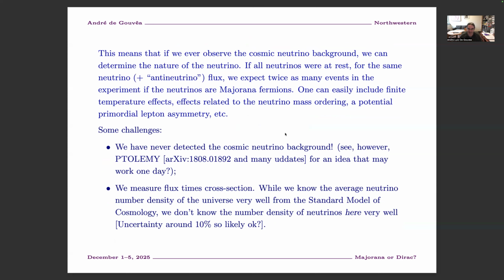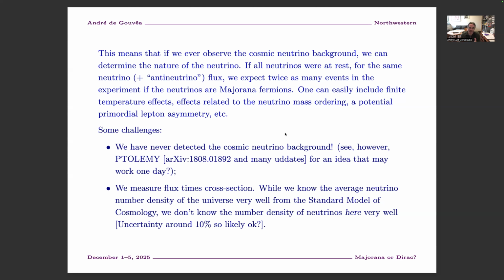And there's some ideas of how to do it, but clearly, even though we have a huge observable, it's a factor of 2 in terms of rate, the rates themselves are so tiny that we've never seen this before. There's another thing you can be worried about, which is when I measure something, I never measure the flux or the cross-section. I measure the product of the two.